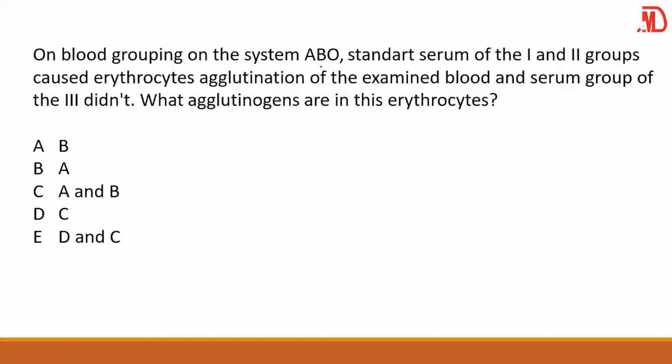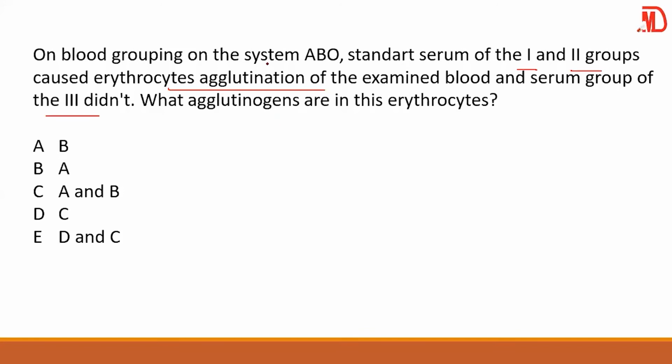In blood grouping in the ABO system, the standard sera of groups 1 and 2 cause erythrocyte agglutination, and the serum of blood group 3 didn't. What agglutinogens are in the erythrocyte? I believe you know that A can donate to A, B can donate to B, and so on. Let's quickly go through it, and then we'll know what these agglutinogens are.